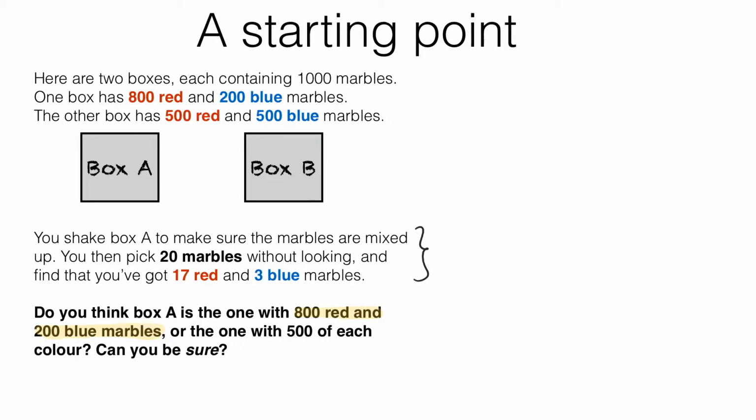So from our sample of 20, what we've really got is 17 20ths of those marbles are red and 3 20ths are blue. Now I can turn these into percentages. This is 85% red and 15% blue.